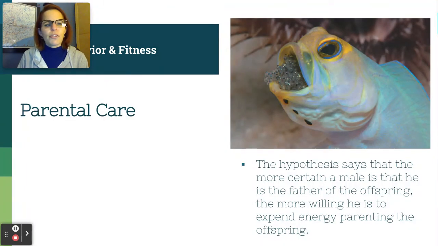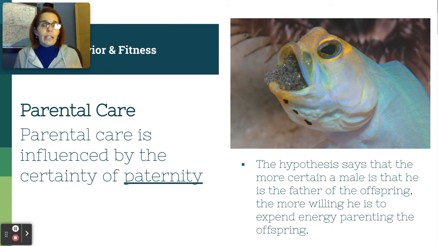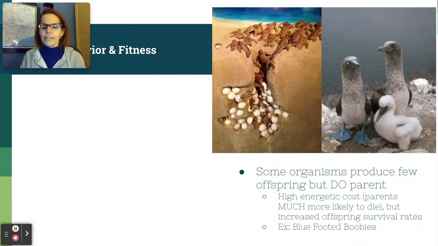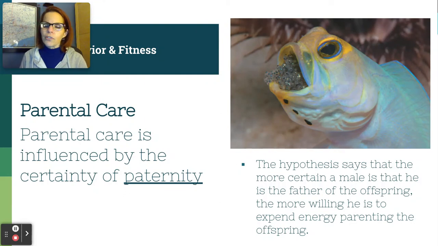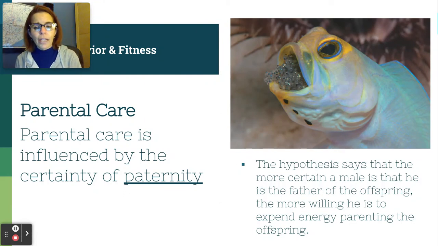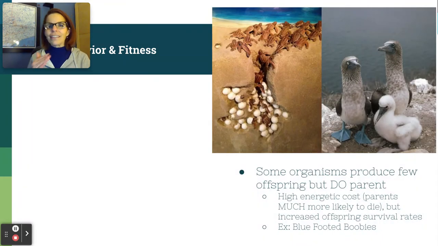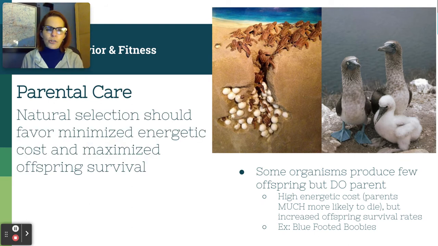All right. So parental care, and this is what largely determines those three types of relationships. Parental care is influenced by the certainty of paternity. The hypothesis says that the more certain a male is that he is the father of the offspring, the more willing he is to expend energy parenting the offspring. So super cool fish there carrying his offspring in his mouth. So when they're not sure that they're the parent, then they're not going to be as willing to help raise the offspring. So natural selection should favor minimized energetic cost and maximized offspring survival.